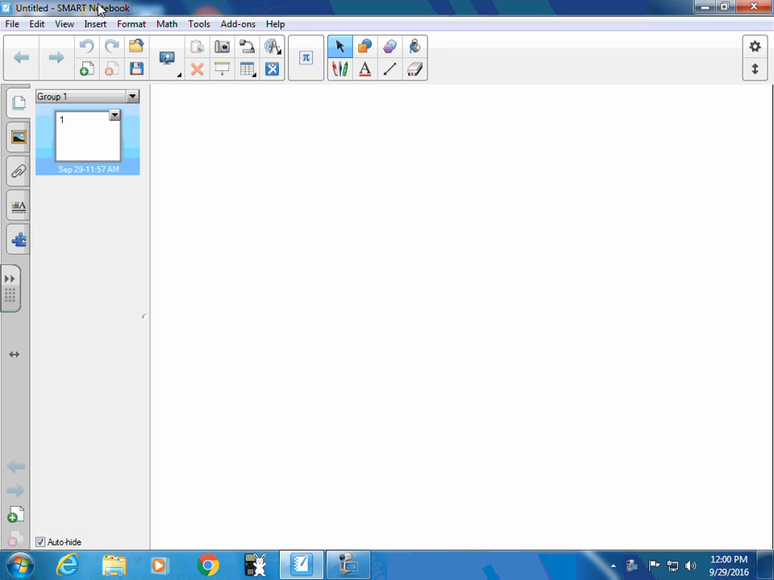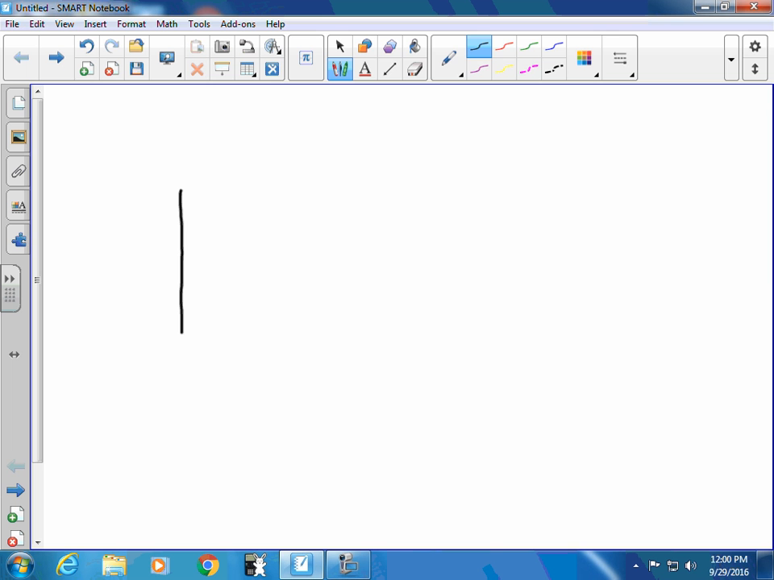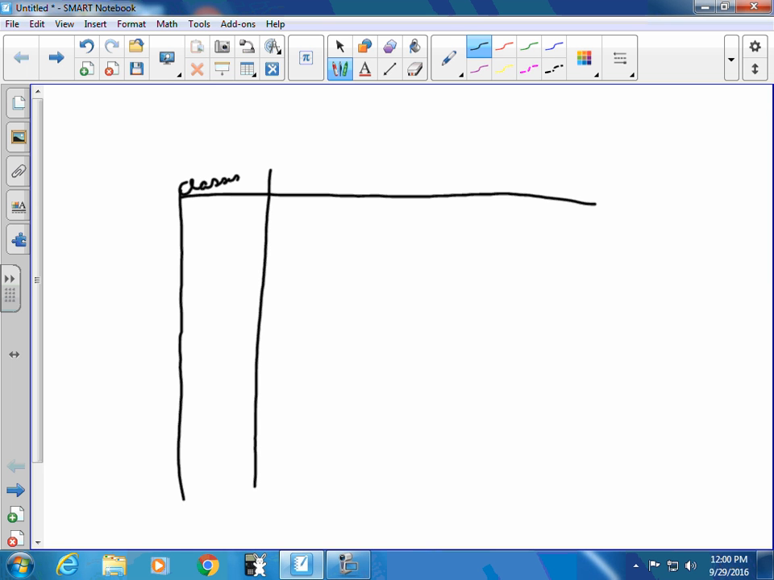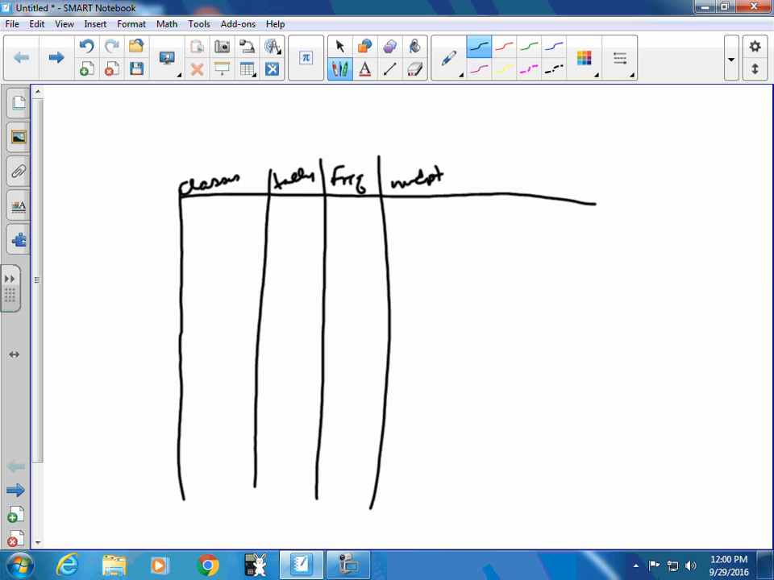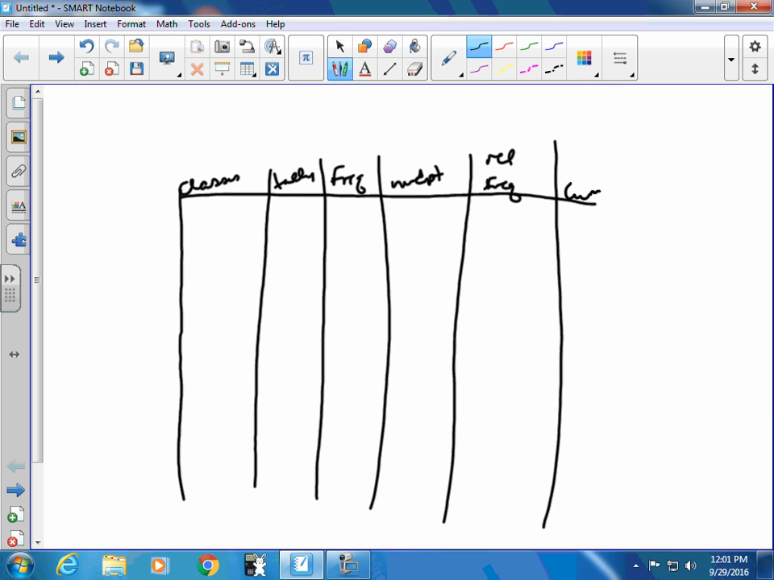The number of classes we need to know is 5. That means we're going to need 5 lines on your chart. Your chart is going to say classes, we'll have a tally, we'll have a frequency, we're going to count up our tallies, we'll have a midpoint, a relative frequency, a cumulative frequency, and last, class boundaries.